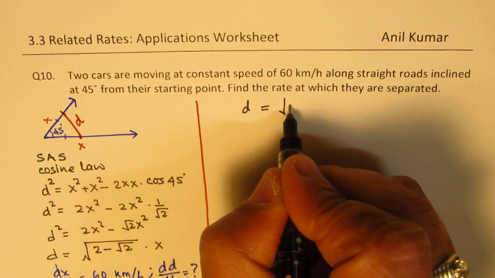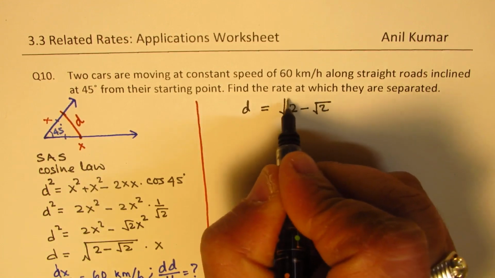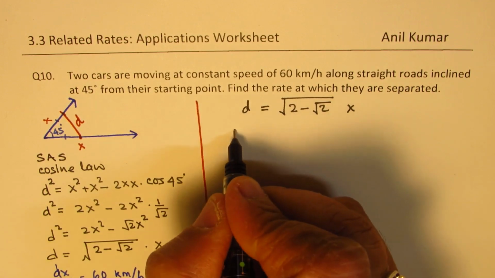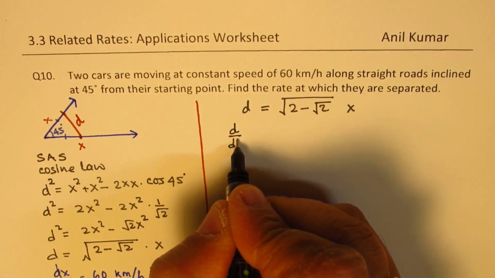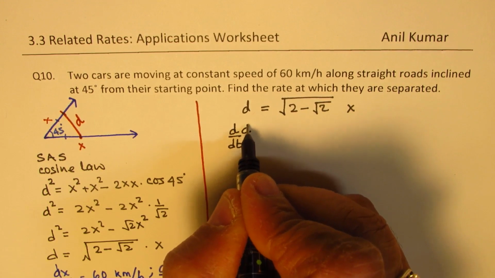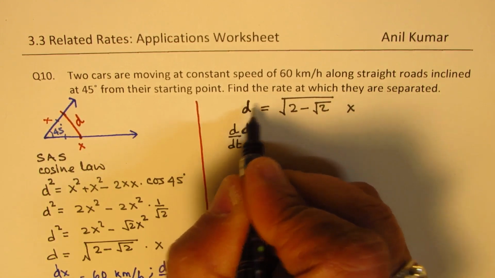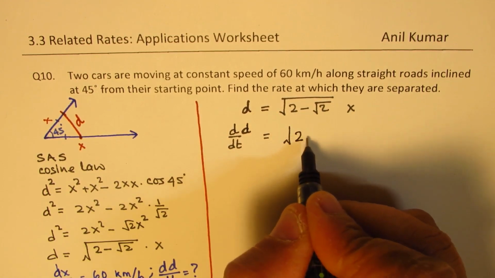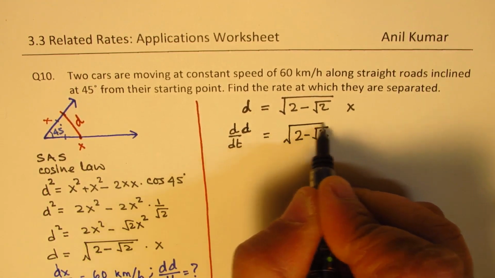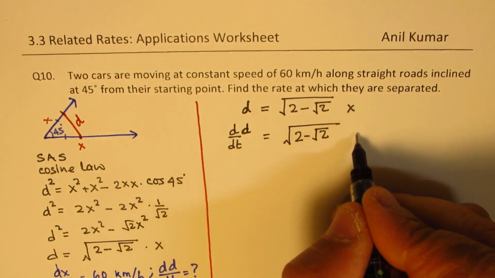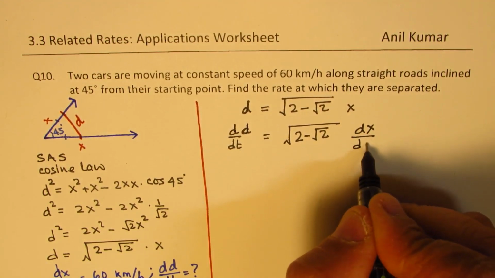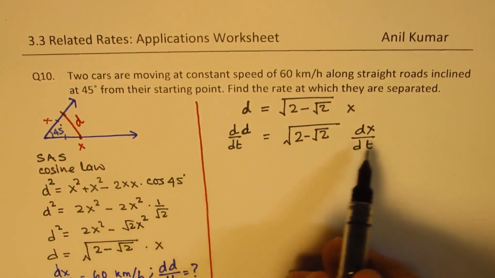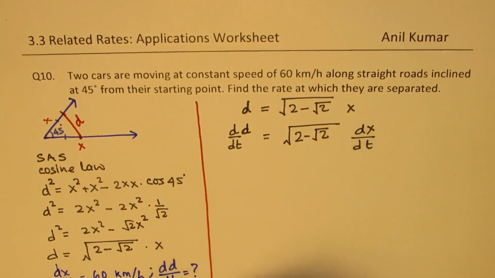So d is equal to square root of 2 minus square root of 2 times x. If I differentiate with respect to time, the derivative dd dt of this d, which is the separation, is equal to, that is a constant, so we'll have this constant very much there, and the x derivative is 1 times dx dt. So we get our relation. Perfect. So at any instance of time, that is how they are related. And dx dt is 60 for us.